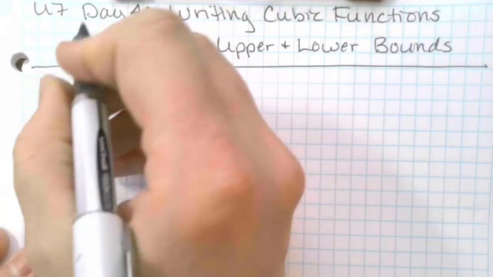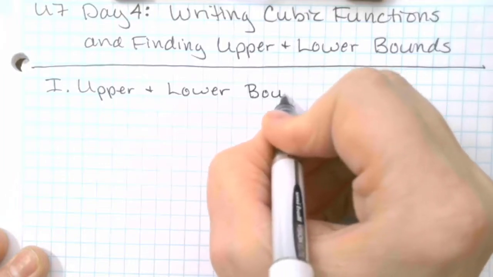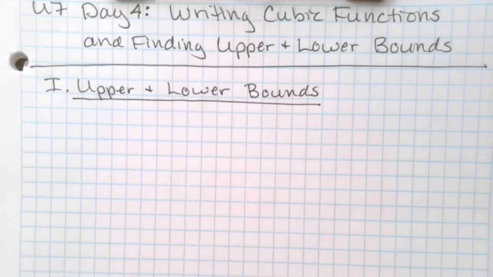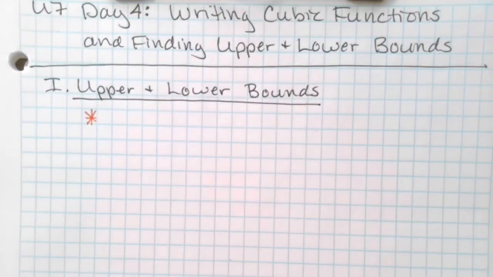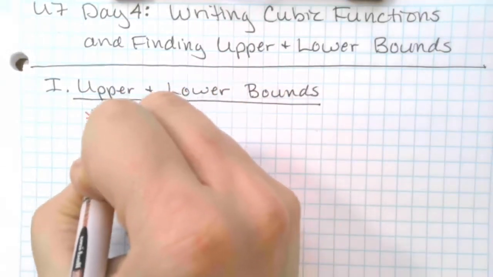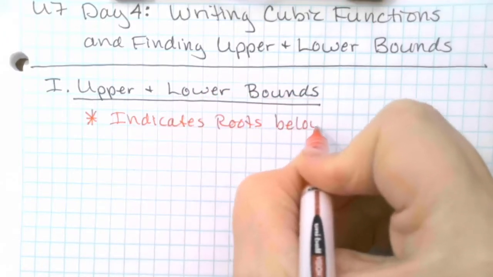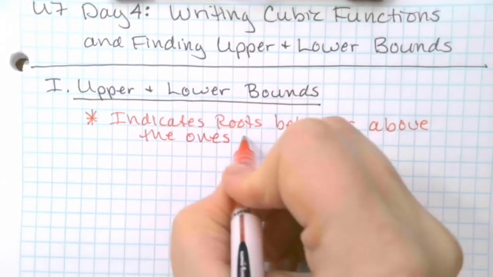Okay, Roman numeral 1, upper and lower bounds. Okay, so why do you care about upper and lower bounds? Upper and lower bounds are rules, and basically what they tell you are if there are any roots or zeros below what you have or above what you have. So this indicates roots below or above the ones you have.